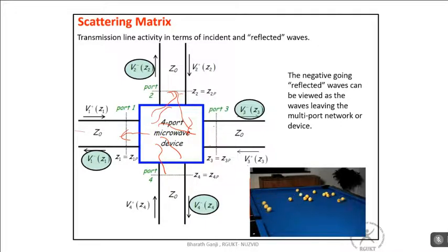The wave is entering the microwave network, some kind of microwave network, and it is getting scattered in all directions. The energy of this wave is scattered in all directions, and some part can be coming back, right?